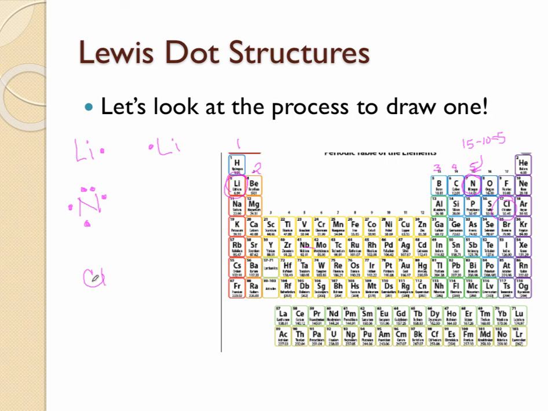Okay, so hopefully you tried this on your own. You write the symbol of the element in the center, and then it's in group 17, so it's 7 valence electrons. 1, 2, 3, 4, 5, 6, 7. And that ends the first screencast.